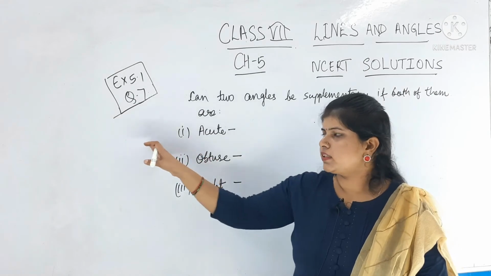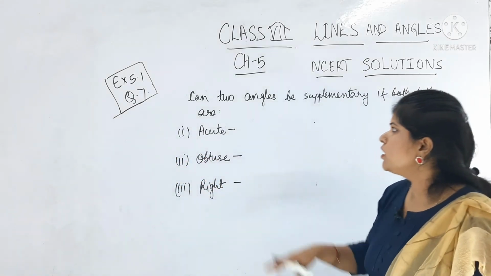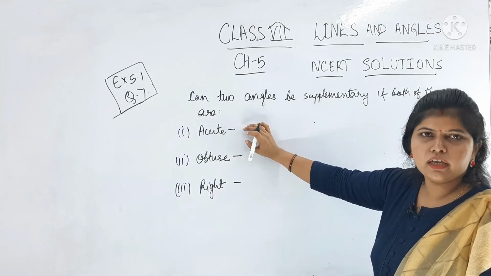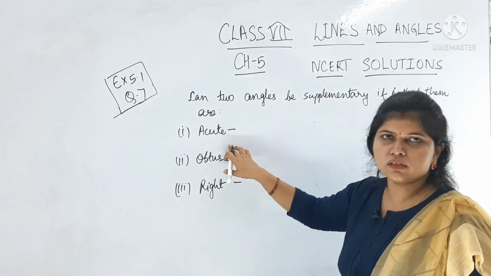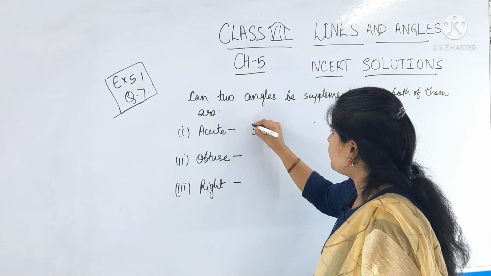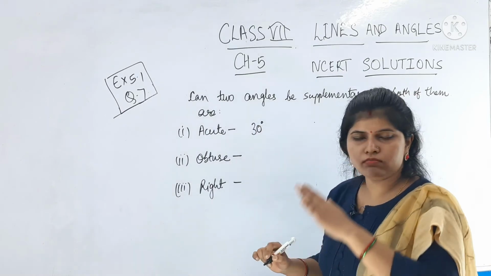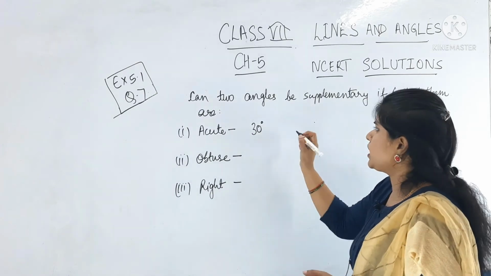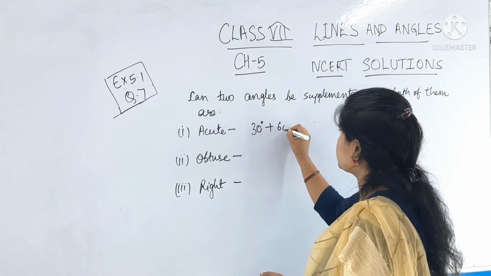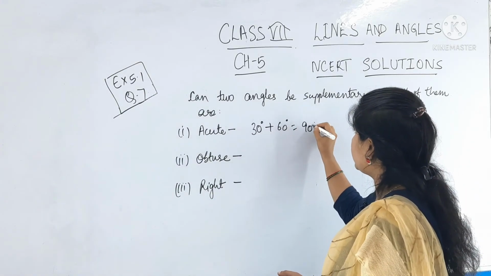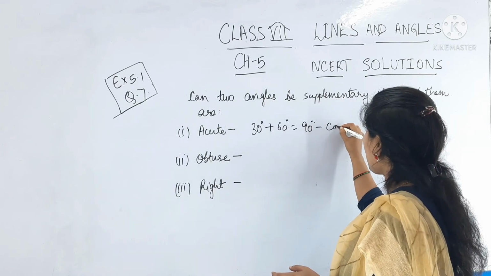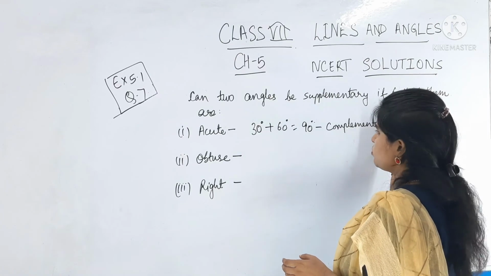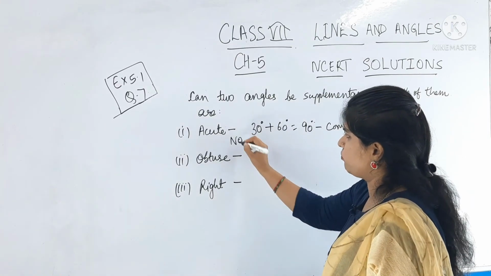Okay students, that is question number 7. You can see here, can two angles be supplementary if both of them are acute angles? Let's see here. I am taking acute angles of 30 degrees. Acute angles mean less than 90 degrees, right? So I am taking less than 90 degrees, 30 degrees plus 60 degrees is equal to 90 degrees. So it becomes complementary angles, not supplementary. So the answer is no here.